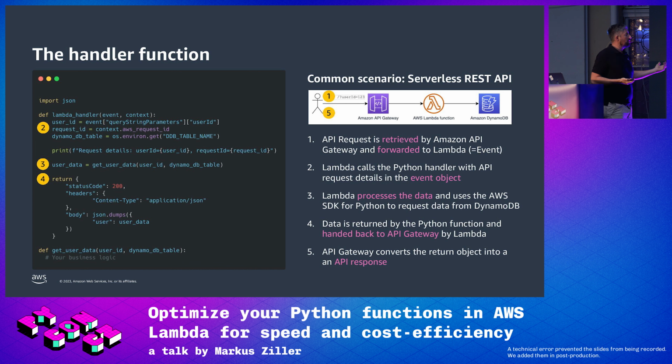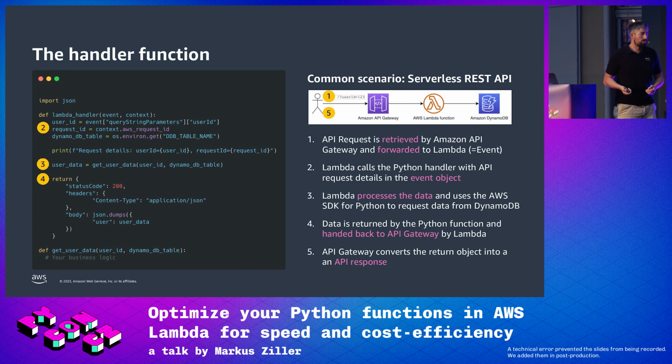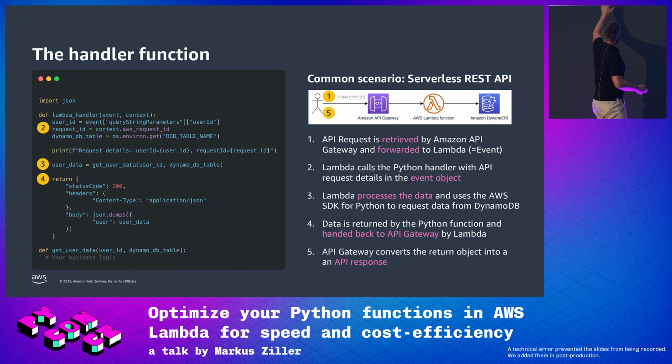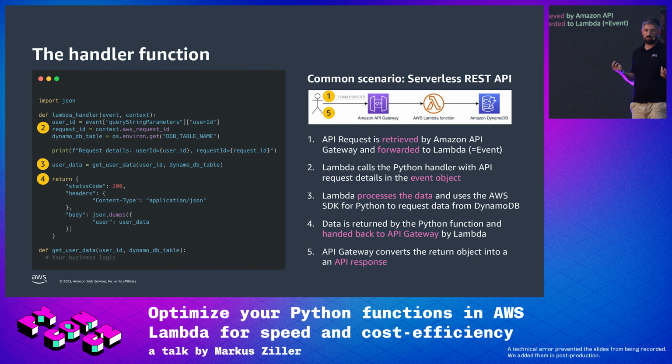And this particular example is a Lambda handler for a common scenario, and that is a serverless REST API, where we have some API gateway, we have a Lambda function, so this provides a REST API, this is our backend, and then we have some persistence layer, in this case, a NoSQL database called Amazon DynamoDB. And what is then happening is a request comes in, that is retrieved by the API gateway, and it is translated into a dict object that is then passed to your Python function in Lambda. That contains all information about the request, queries, query strings, the body, headers, and so on.